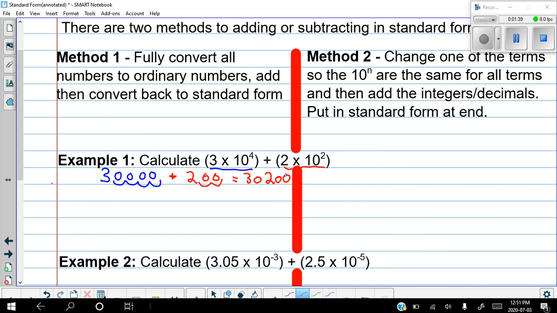So we're going to convert this back then and write it as 3.02 times 10 to the 4. Okay? Sweet. But yeah, let's look at method 2.